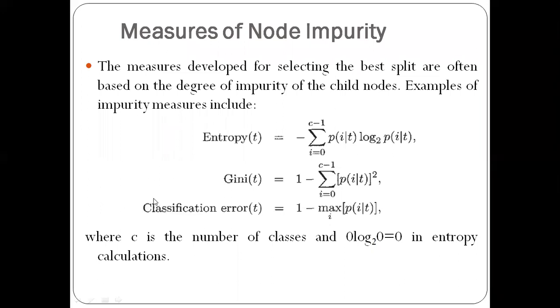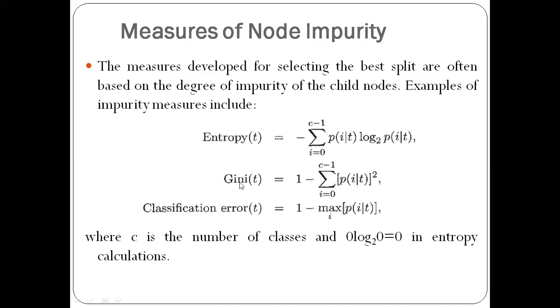So this entropy equation is: entropy of the record t is equal to minus summation of i equal to 0 to c minus 1 of p of i conditioned on t into log of p of i conditioned on t to the base 2. I'll explain you with the help of an example in the next topic.